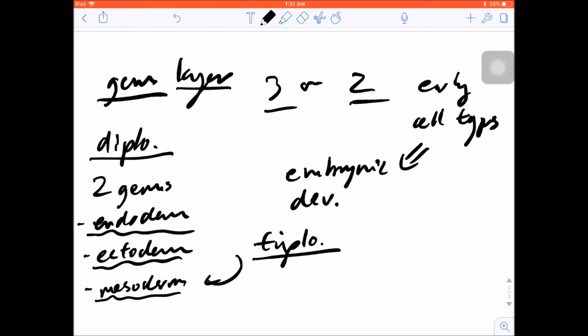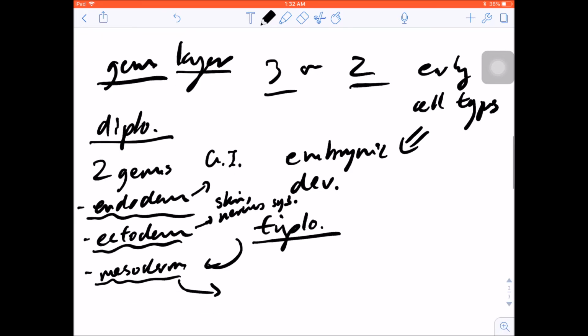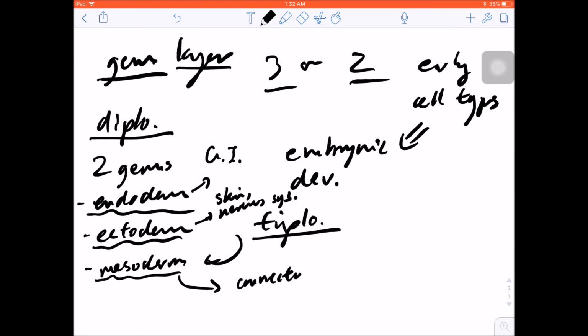And just as an example, the different tissues that develop from these groups: endoderm, you'll have the lining of your GI tract, right? So your entire digestive tract is layered with endodermal cells. The ectoderm, you'll have your skin and your nervous system. And your mesoderm, you'll have a lot of connective tissue, muscles, skeletal system, etc. Okay.